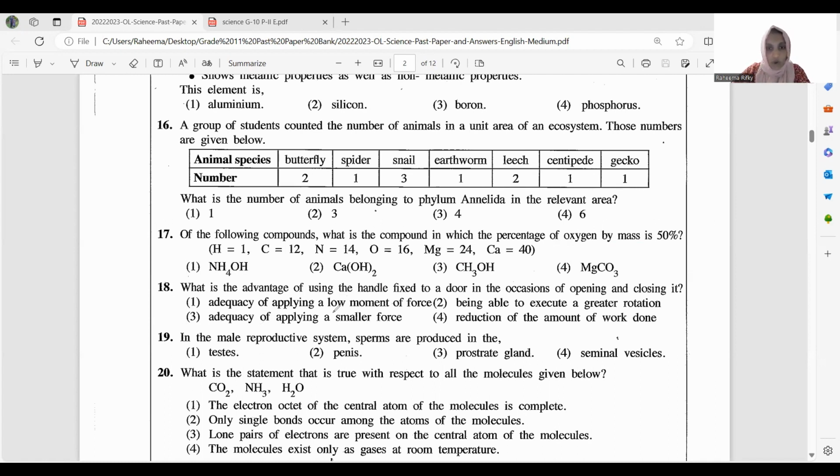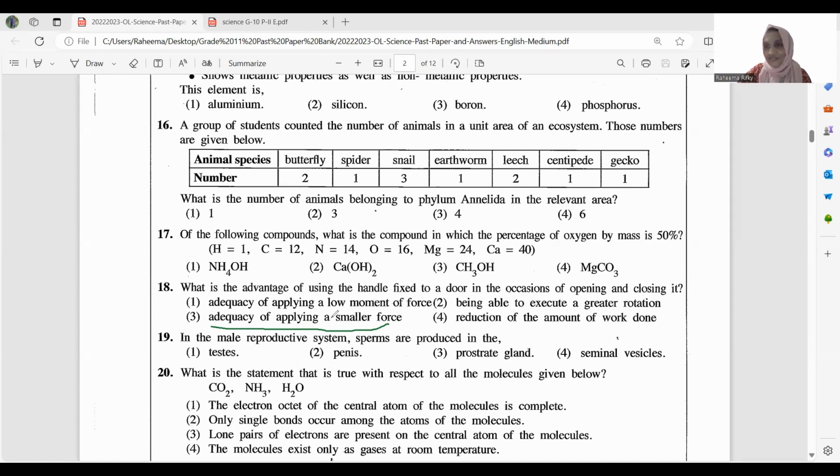Applying low moment of force, being able to execute a great rotation. Adequacy of applying a smaller force. Yes, of course, this is what we actually need. Reduction of the amount of work done? No, actually, we want to give a small force.